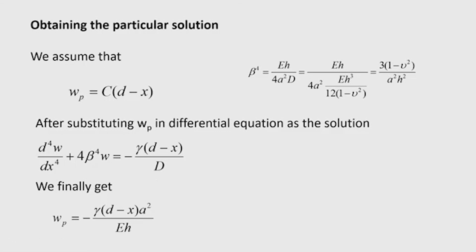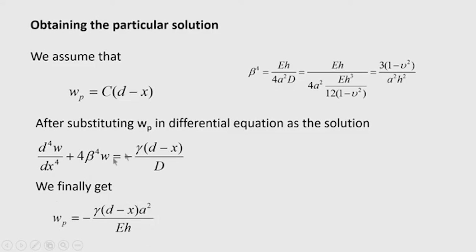So, the homogeneous solution we have obtained, and the particular solution we can now obtain using the theory that I explained earlier. The particular integral is due to the forcing function, which is a linear function, and therefore we assume W p as c into (d minus x). Substituting this W p in the differential equation, we finally get the particular solution as W p equal to minus gamma into (d minus x) s square divided by E h.